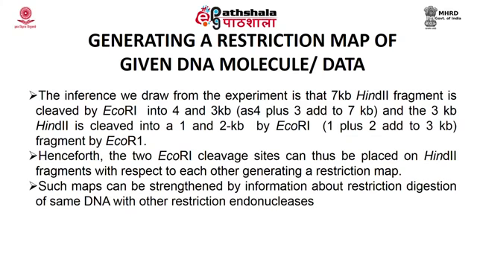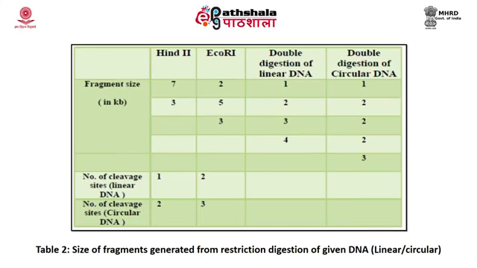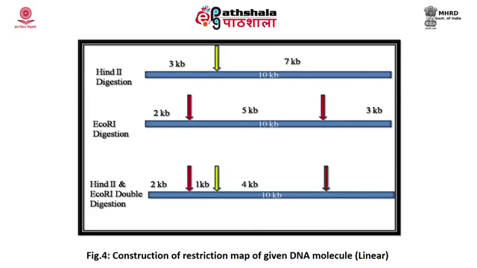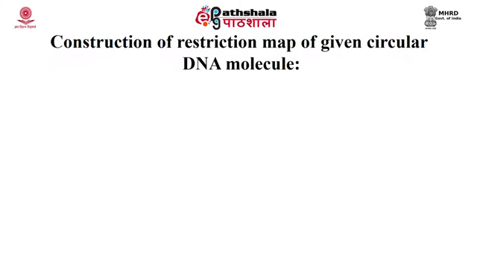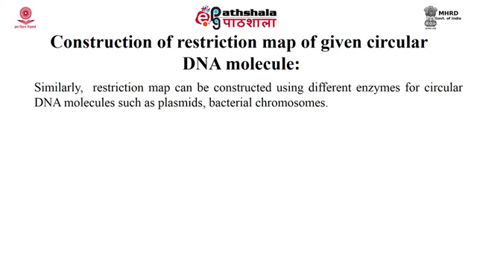generating a restriction map. Such maps can be strengthened by information about restriction digestion of the same DNA with other restriction endonucleases. Table 2 shows the sizes of the fragments generated from the restriction digestion of the given DNA, and figure 4 shows the construction of the restriction map of a given DNA molecule, which is a linear DNA molecule. Construction of the restriction map of a given circular DNA molecule. A similar restriction map can be constructed using different enzymes for circular DNA molecules such as plasmids and bacterial chromosomes.